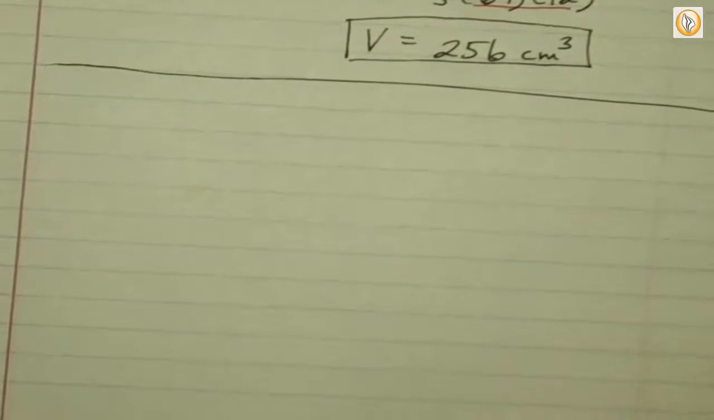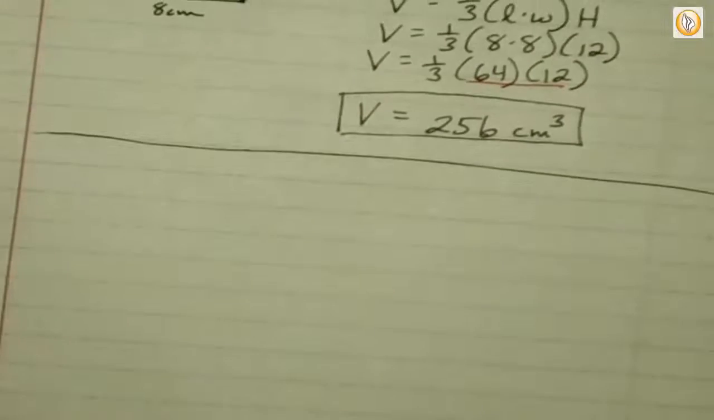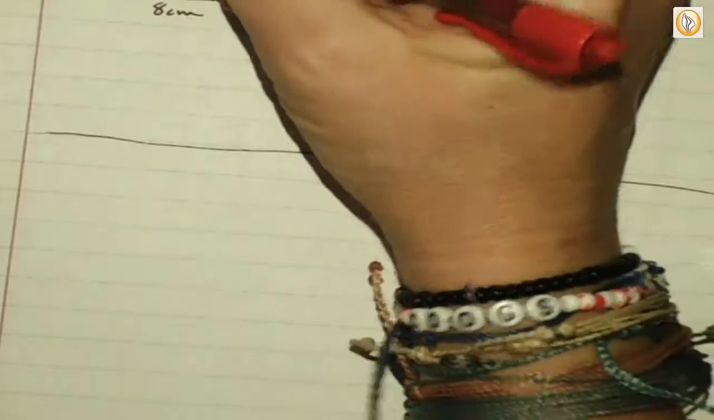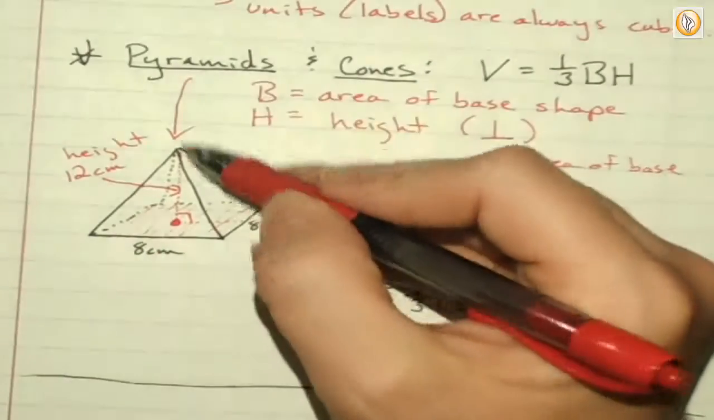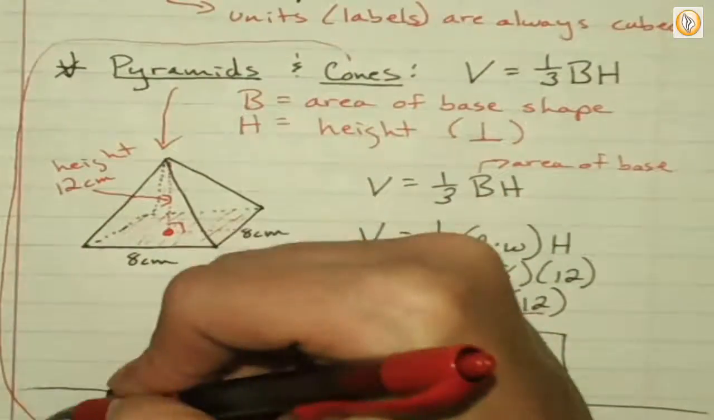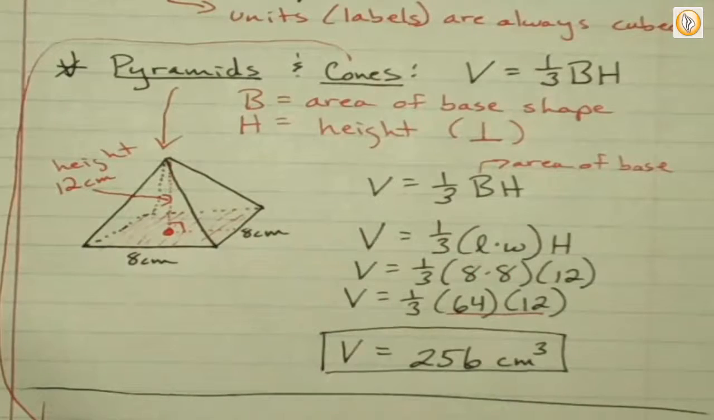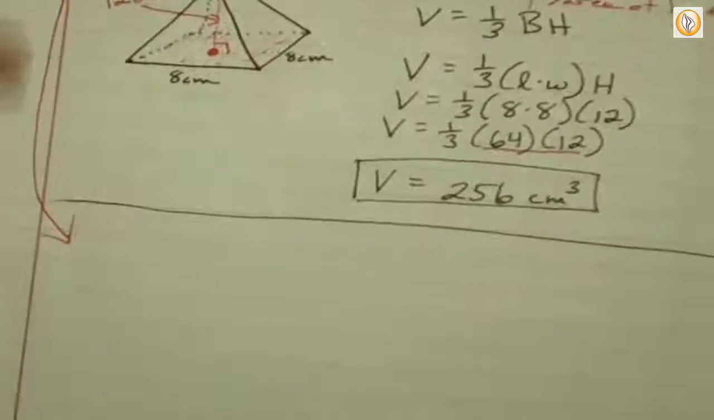Okay. The next one is going to be your cone. So that's your pyramid. Whoops, I'm drawing off camera. Okay, so this is your pyramid. I'm about to draw your cone. So your pyramid, now I'm going to draw a cone.